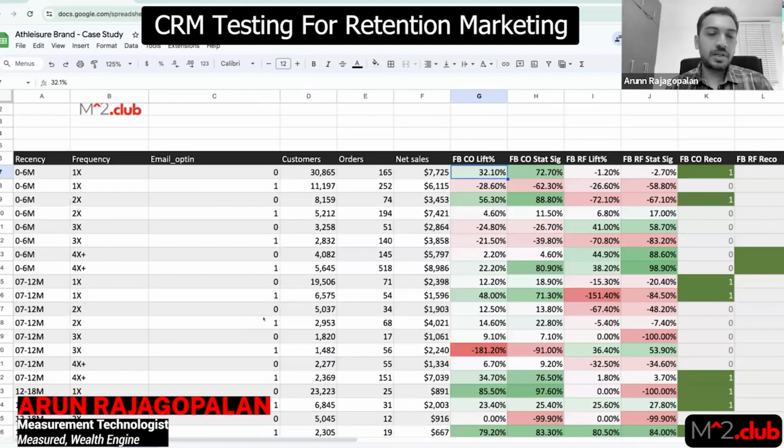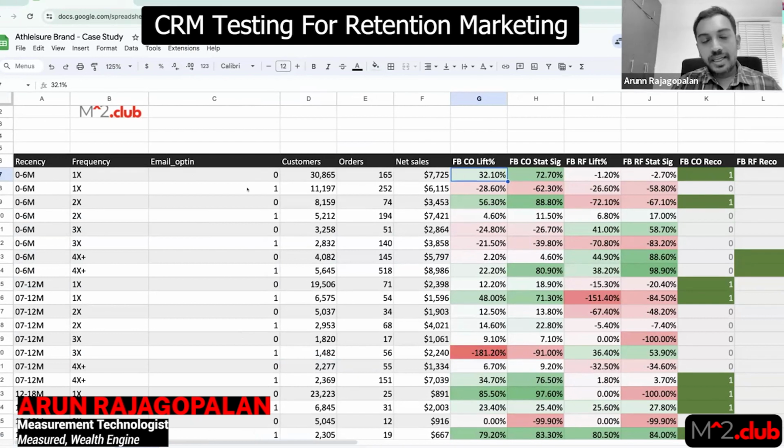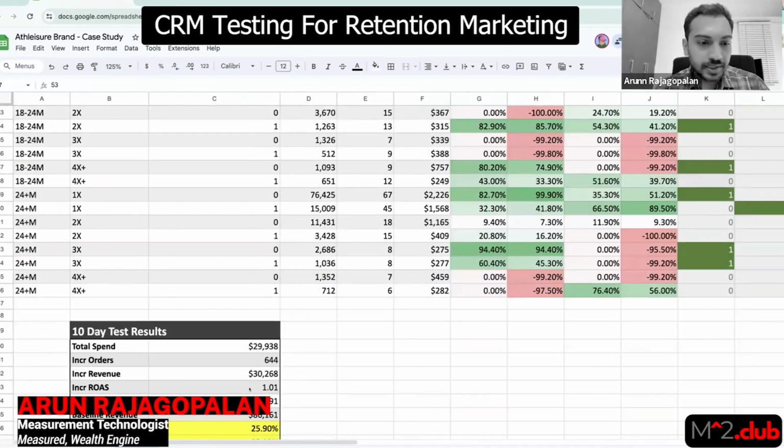Now we are going to look at it a little bit more deeper, right? So here you have recency, frequency, and opt-in. This is all we had to work with. You could also have more dimensions. We were able to get a reach and conversion for every segment group that we had. This is the next stage, right?